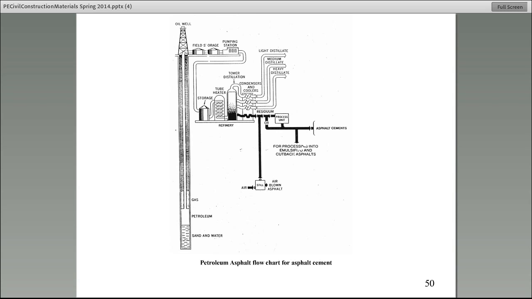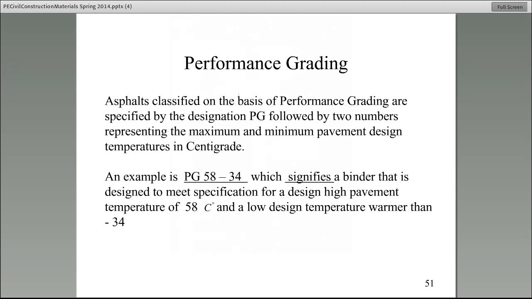This slide I'm not going to go over. This is just basically a flow chart that shows where asphalt oil comes from. It's from the process of refining crude oil.